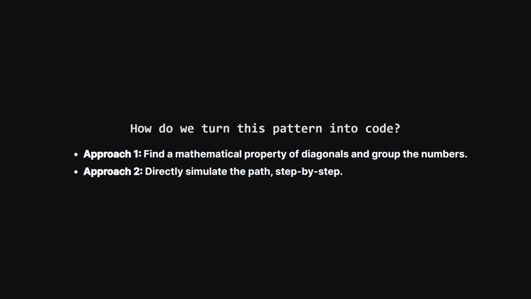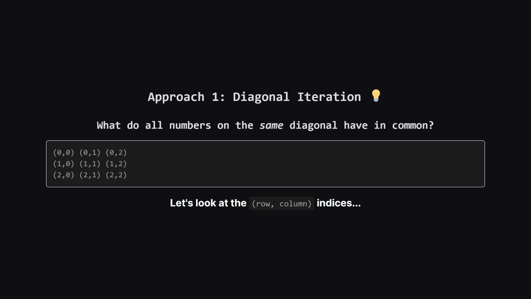Okay, so how can we translate this into code? There are a couple of really cool ways to think about this. The first method is about finding a hidden pattern in the grid structure. The second method is about creating a simulation that just walks the path we just traced with our finger. Let's start with the first idea, which the editorial calls diagonal iteration, the diagonals of the matrix.